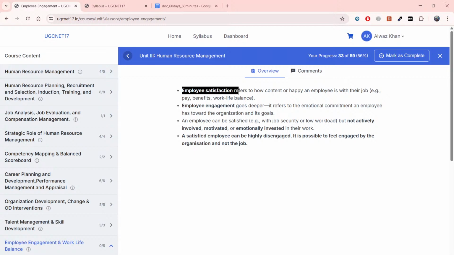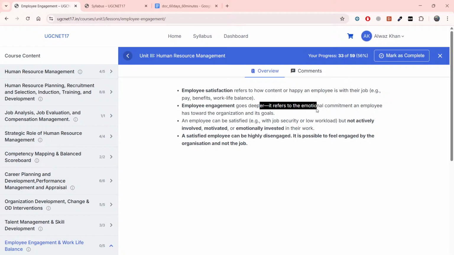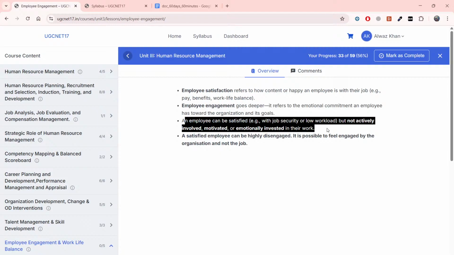Employee satisfaction refers to how content or happy an employee is with their job. Employee engagement goes deeper. It refers to the emotional commitment an employee has towards the organization and its goals. An employee can be satisfied but not actively involved, motivated, or emotionally invested in their work. A satisfied employee can be highly disengaged.